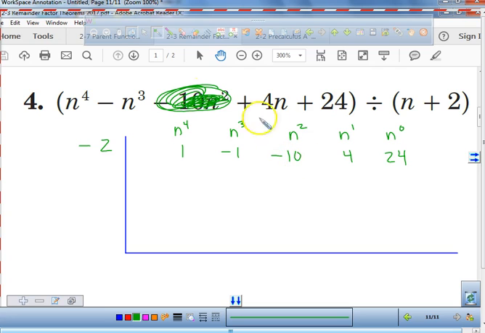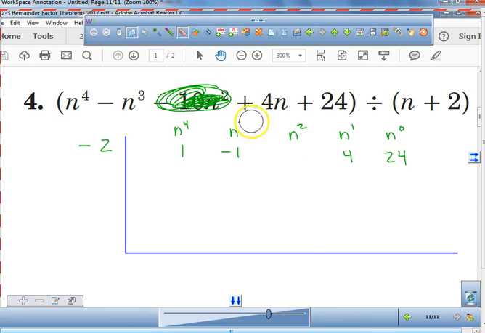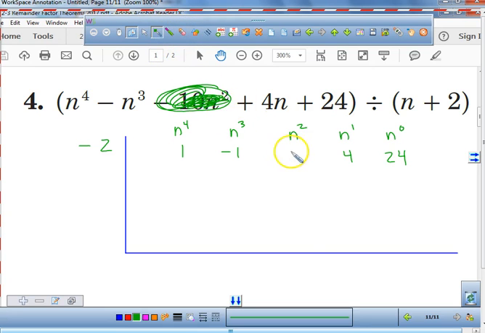If there was no n squared, you would still have to put a 0 as the spacer. Okay? So if you don't see one, you still have to do it in descending order. Here, everything is 4, 3, 2, 1, and this right here is your n to the 0. Why negative? Why negative what?